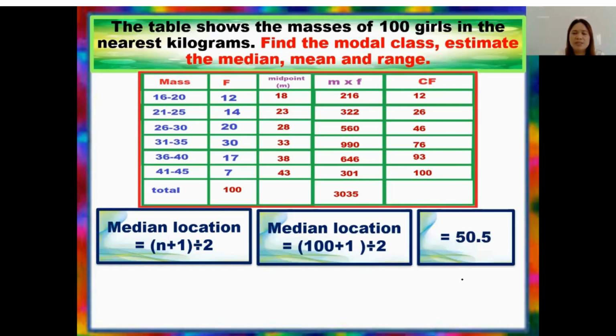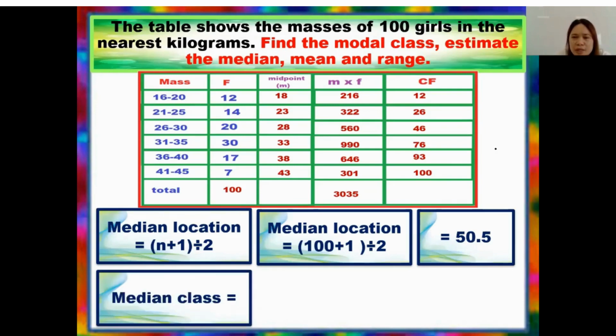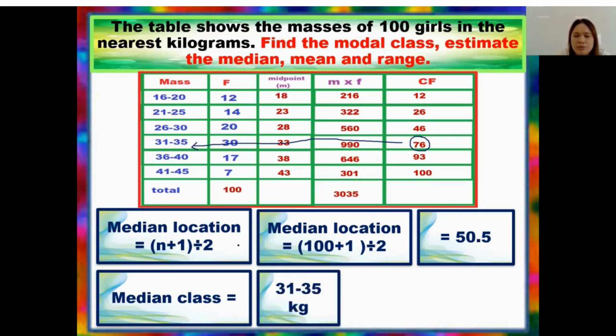So where can we find this 50.5 position? We are going to look at the CF. Which of these numbers in the CF is higher? The first higher after 50.5. The next higher is 76 because 46 is lower than 50.5, so it's not. Then you go to the first column, so this will be your median class, 31 to 35.